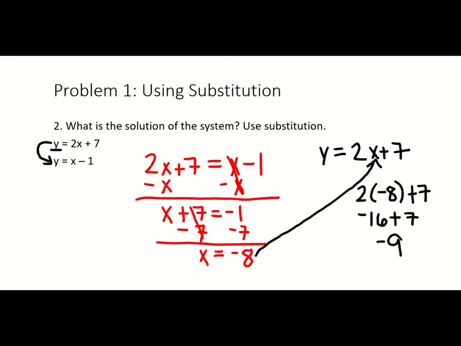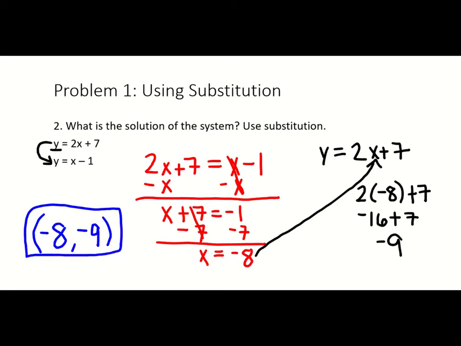So once you have your x and your y value, plug them in to your point. x comes first, followed by your y value. So our solution for number 2 would be the point negative 8, negative 9.